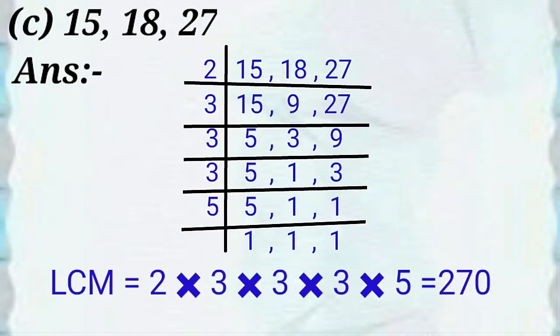C part is 15, 18, 27. So here 18 is divisible by 2. So it gives us 15, 9 and 27. Here 15, 9 and 27 divisible by 3. It gives us 5, 3 and 9. Here 3 and 9 is divisible by 3. So it gives us 5, 1, 3. Now 3 is divisible by 3. So it gives us 5, 1, 1. Now 5 is divisible by 5. It gives us 1, 1 and 1 at the bottom. So LCM is equal to 2 into 3 into 3 into 3 into 5 is equal to 270 answer.